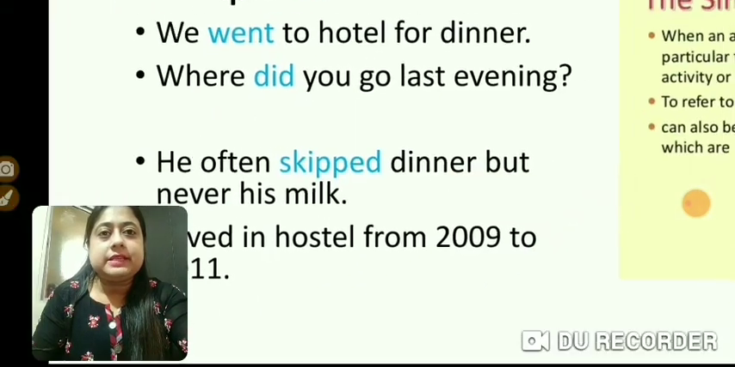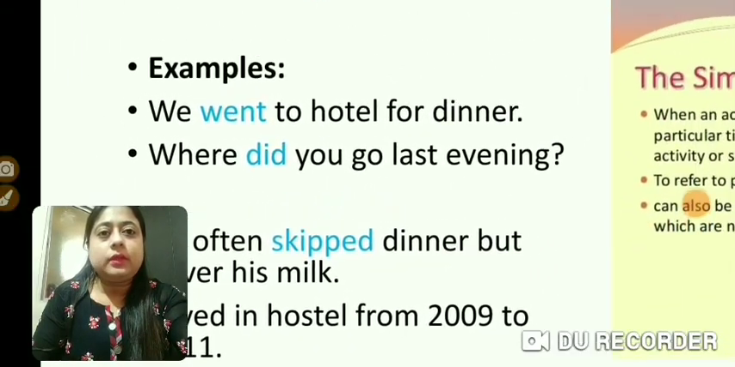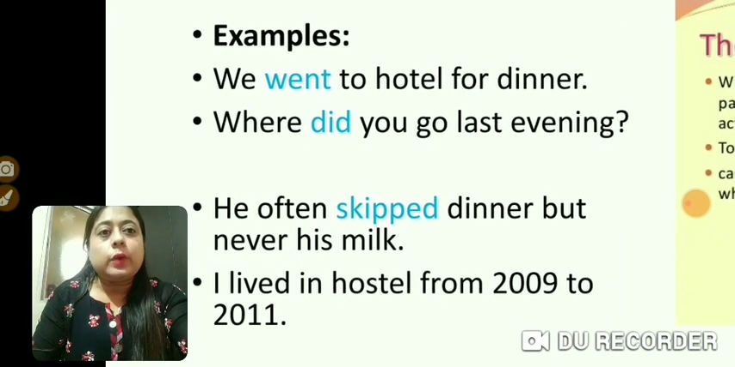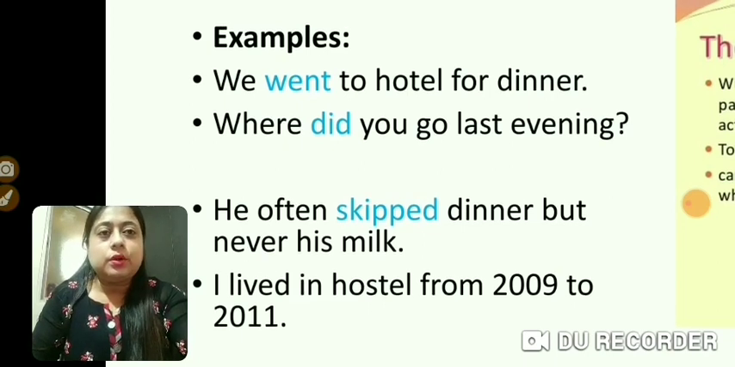So let us see some examples. We went to hotel for dinner. Where did you go last evening? So these are some examples that happened in the past time. That is, we went to hotel for dinner. Where did you go last evening? So there we are talking about the last evening which has passed.